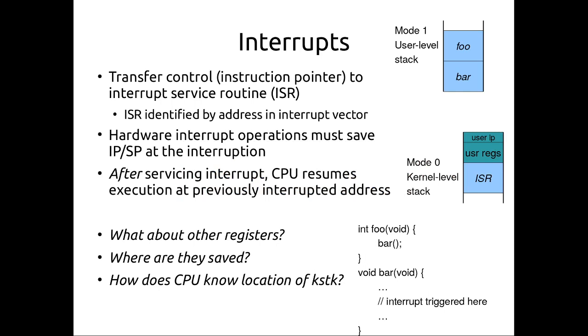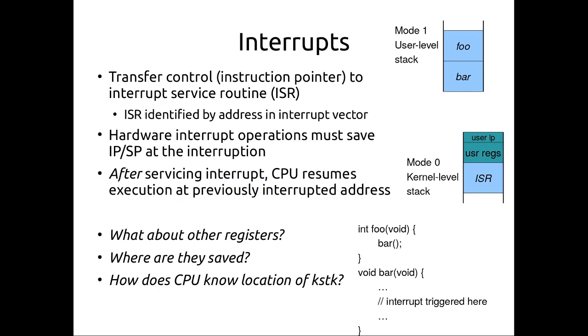So let's break up the stack. So we're still executing foo, which calls bar, and we get an interrupt. So we're in the application at the top where we see the mode 1 user level stack, and at that point we get an interrupt.